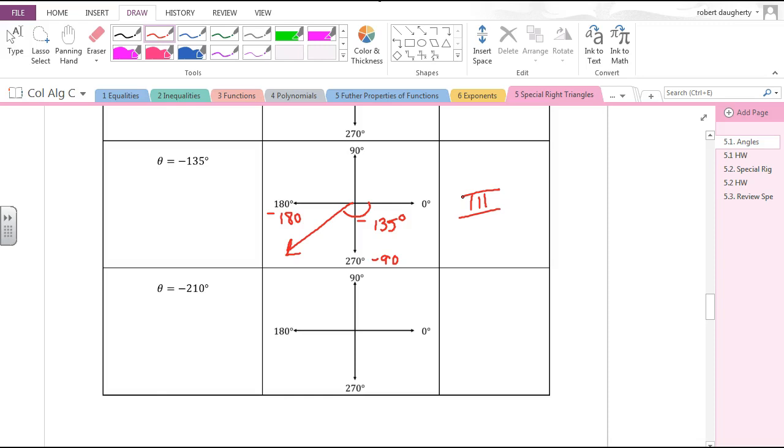Negative 210. So I start with 0. That's negative 90, negative 180. So how much further do I have to go to get to 210? Yeah, 30 more degrees. So this one goes sort of like this. So that's negative 210 degrees. Terminal side is in what quadrant? Yeah, quadrant 2.